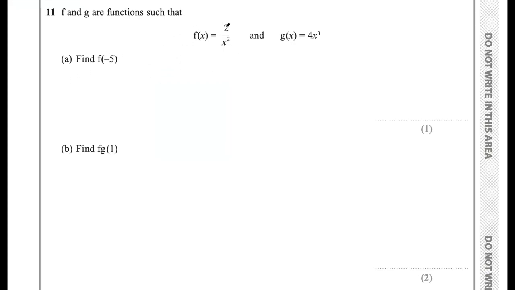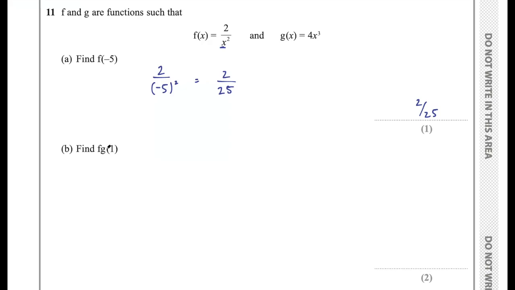So you take this function, 2 on x squared, and you put negative 5 in where the x is here. Okay, that's our input. So we're doing 2 on negative 5 squared, which is 2 on positive 25. So that would be my final answer there, 2 on 25.